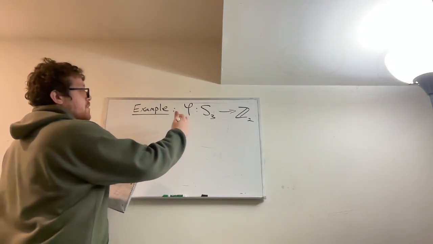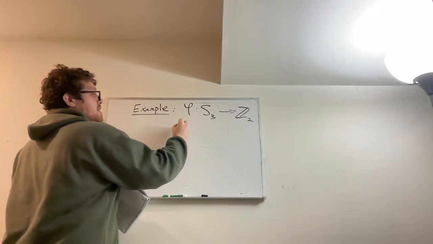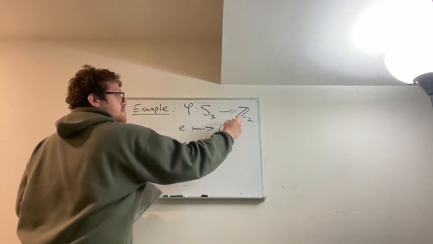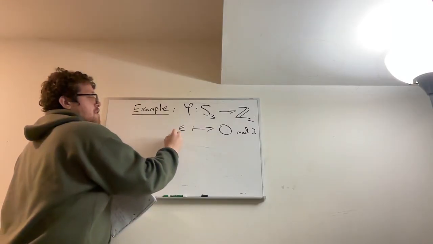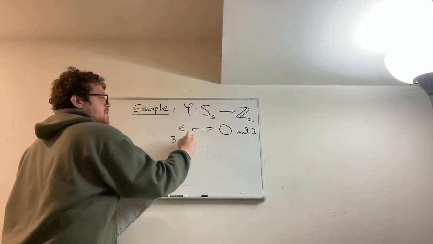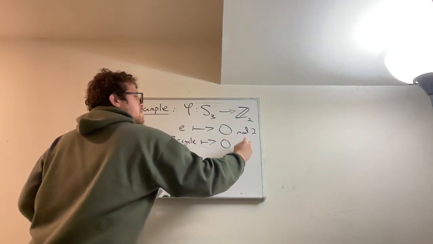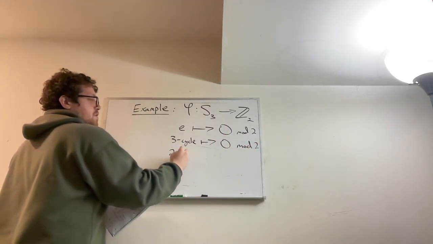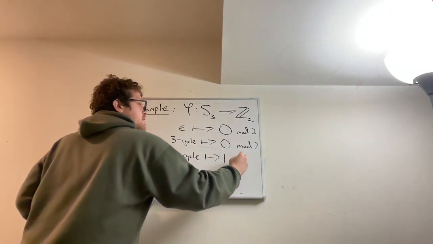And the map is going to send, I'll just write it explicitly. Basically, it sends the identity to 0 in Z mod 2. It sends any 3 cycle, there's only 2 of them, also to 0 mod 2. And it sends any transposition, which is a 2 cycle, to 1 mod 2.